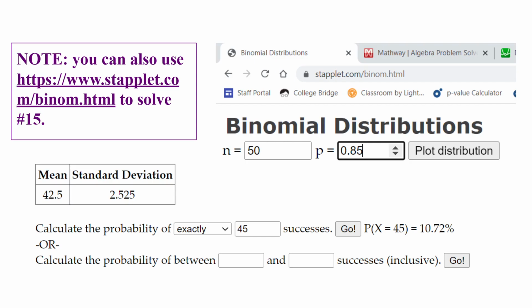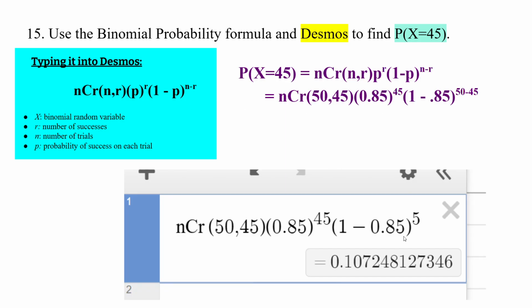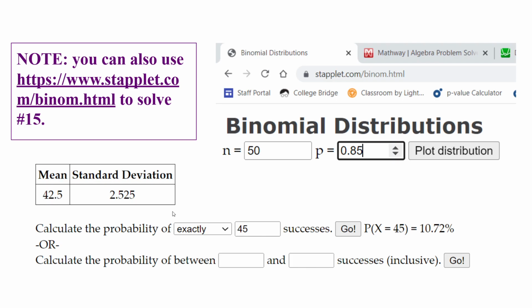Okay, so you can use Statplet again to find your probability. That binomial distribution, if my stuff would cooperate today, we've already typed in the n and the 0.85 from previous problems like this. And so it will give us the mean and standard deviation. When you're looking for exactly 45, under that graph, it'll have this area right here. You'll put exactly 45 because that's where that equals comes from. And then when you hit go, it gives us a percentage.